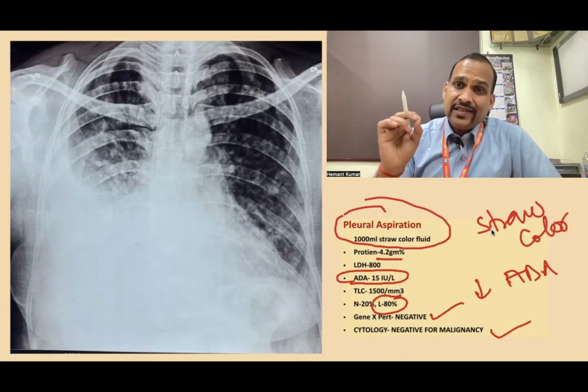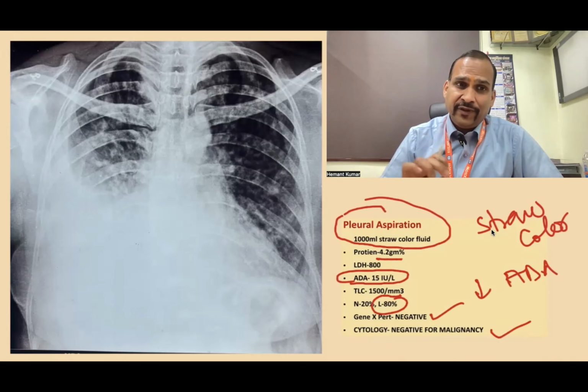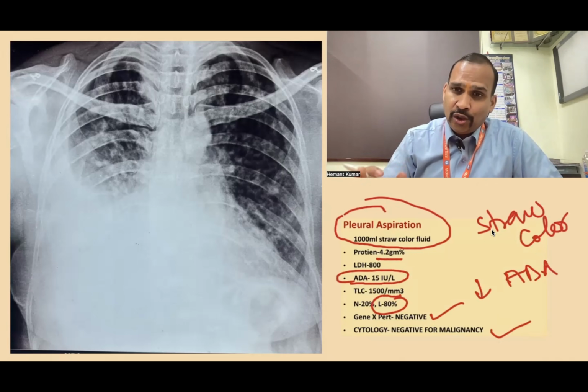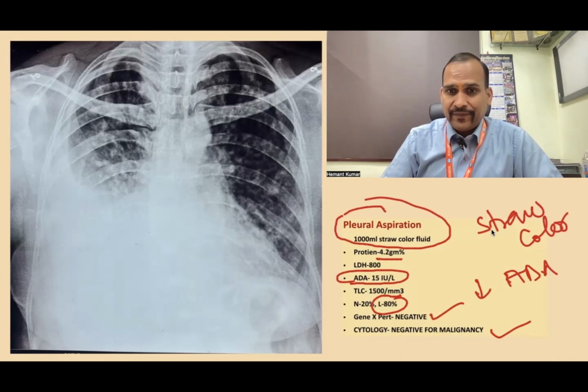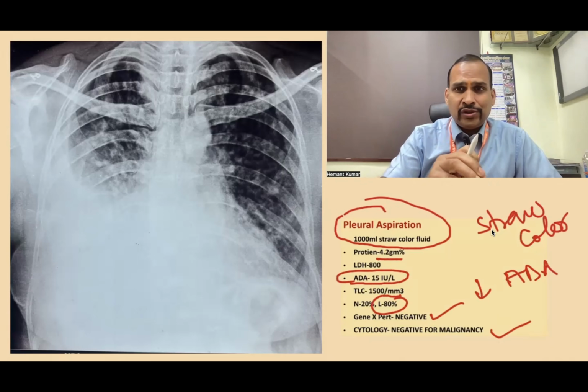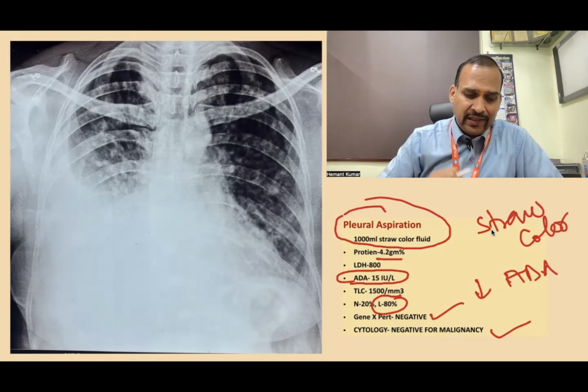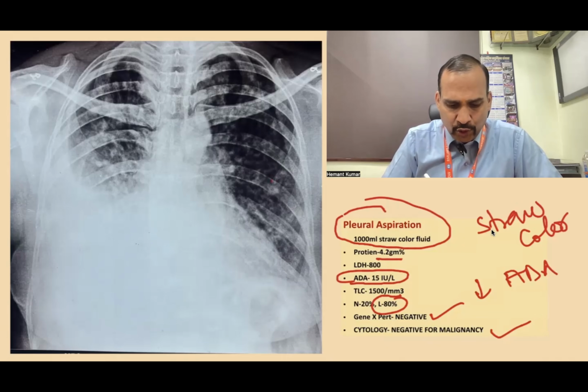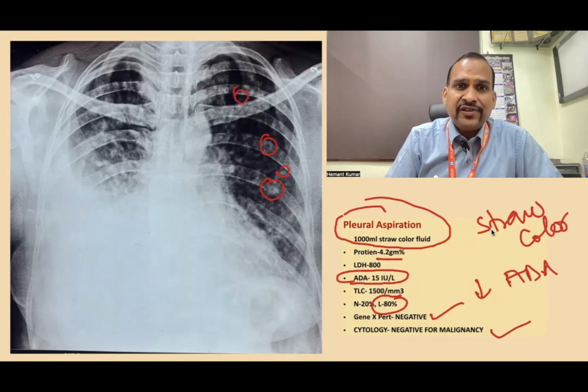So in this young lady, 35-year-old female with right side massive pleural effusion, with left side some infiltrates, the pleural effusion is exudative, straw color, low ADA, lymphocytosis. So what differential diagnosis will you think of? And if you see the X-ray clearly, now you can see very clearly there are little opacities on the left side.